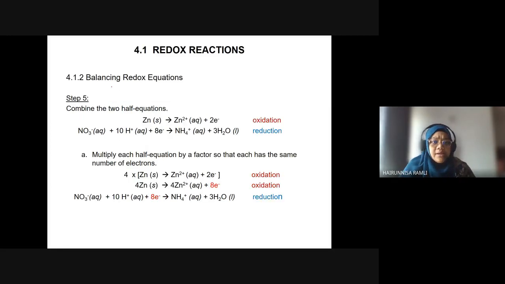And then kita combine. So combine the two half equations, oxidation and reduction. Make sure you punya elektron boleh cancel lah. So in this case, zinc you must multiply with 4. So at last nanti, you boleh cancel the electrons. Sebab at the end of the balance tu mesti takkan ada elektron yang wujud dah dekat dalam tu.